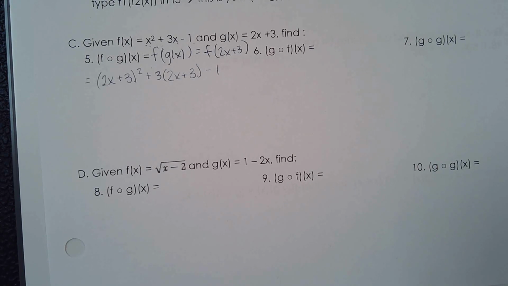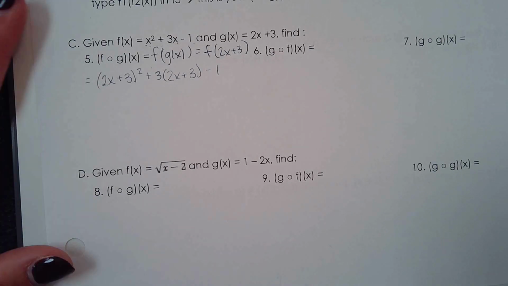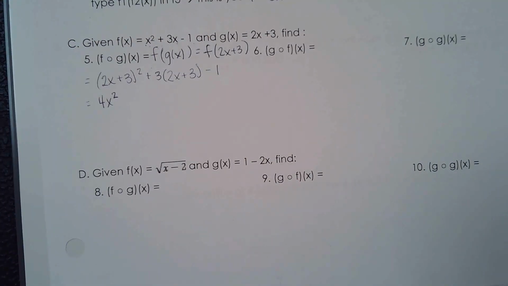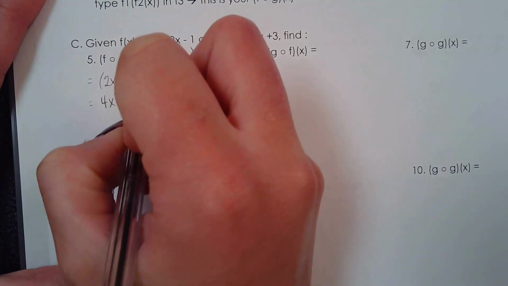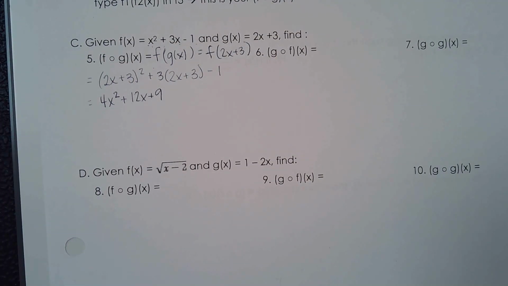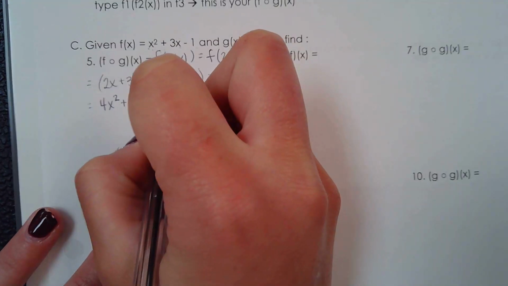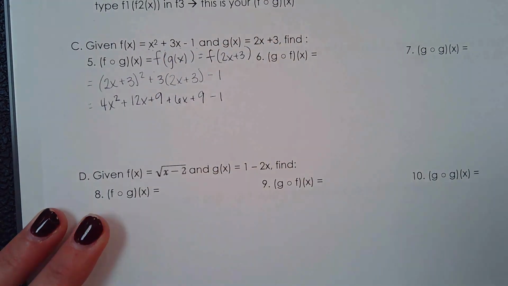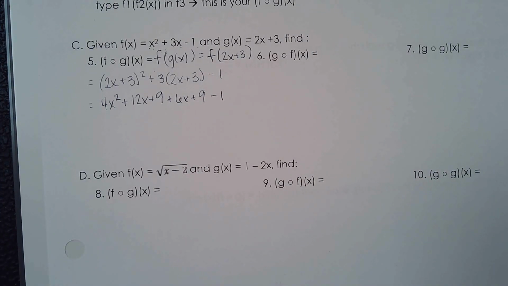Alright. So if we have 2x plus 3 all squared, what do you have to do to multiply that out? You gotta FOIL, you gotta do the box. So when you do that, you end up with 4x squared plus 12x plus 9. Then we'll distribute the 3. That's going to give us 6x plus 9. And then we have that minus 1. Everybody still okay? Alright, so from there, what should we do? Just combine your like terms, clean up what you can, and we'll be all done.